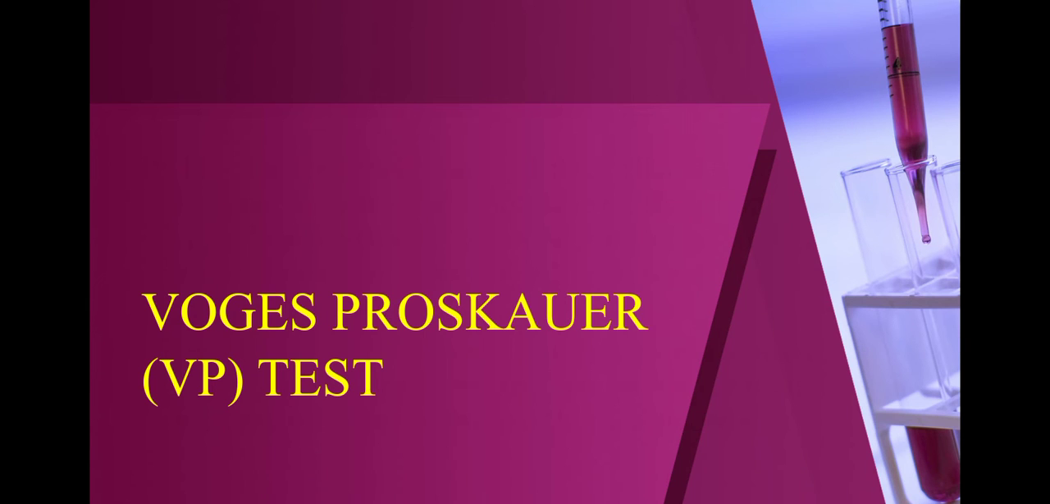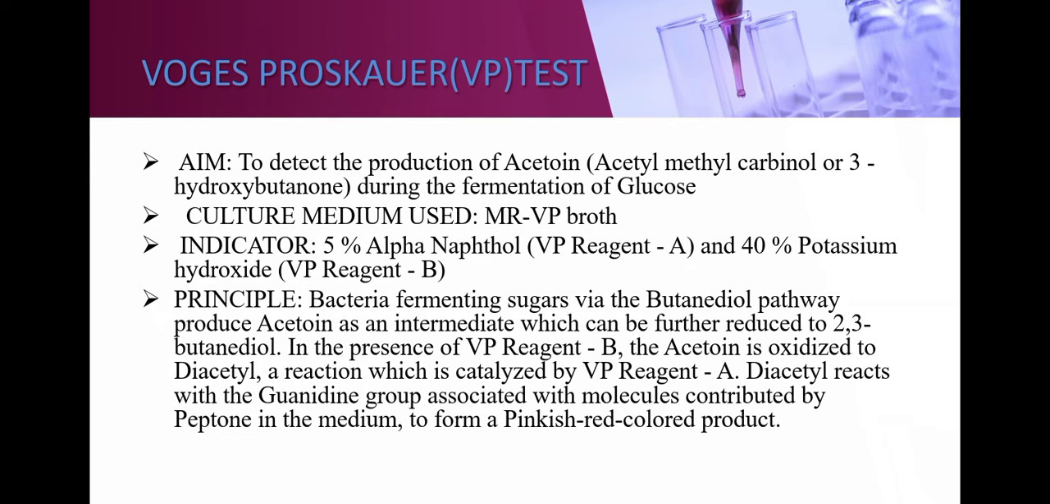Voges-Proskauer test, also called the VP test. It detects the production of acetoin, acetyl methyl carbinol or 3-hydroxybutanone during the fermentation of glucose. Culture medium used for the Voges-Proskauer test: MRVP broth. Indicator: 5% alpha-naphthol is VP reagent A and 40% potassium hydroxide is VP reagent B, used for the VP test.